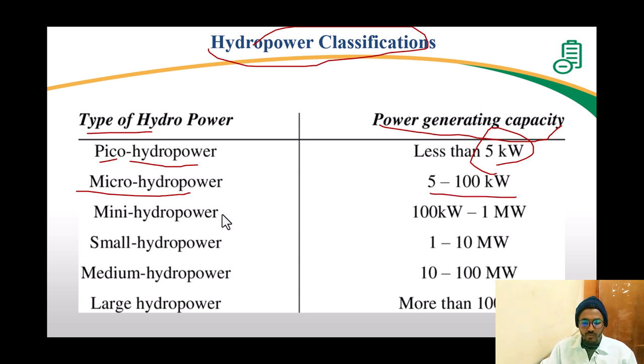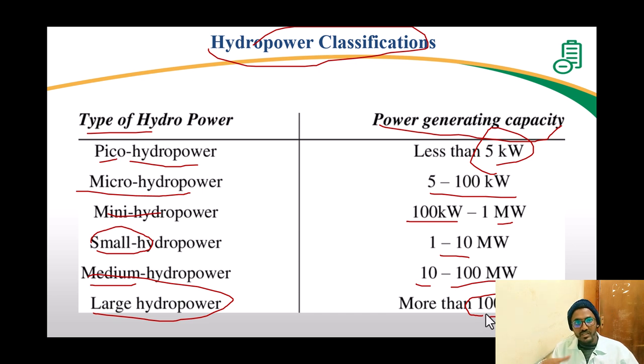And then we have mini hydropower, which is 100 kilowatt to 1 megawatt. And then we have small hydropower, 1 up to 10 megawatt. And then medium hydropower, 10 up to 100 megawatt. And the last one is large hydropower, more than 100 megawatt.